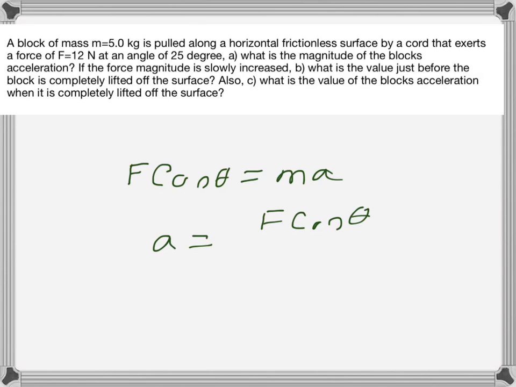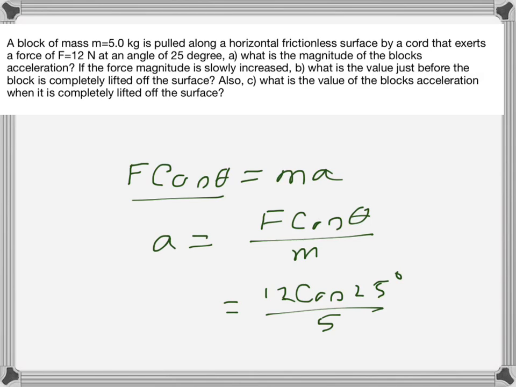The pulling work is done by this component. So this divided by M will be a. That's 12 cos 25 degrees divided by 5, and we get 2.18 meters per second squared. So that's the acceleration.